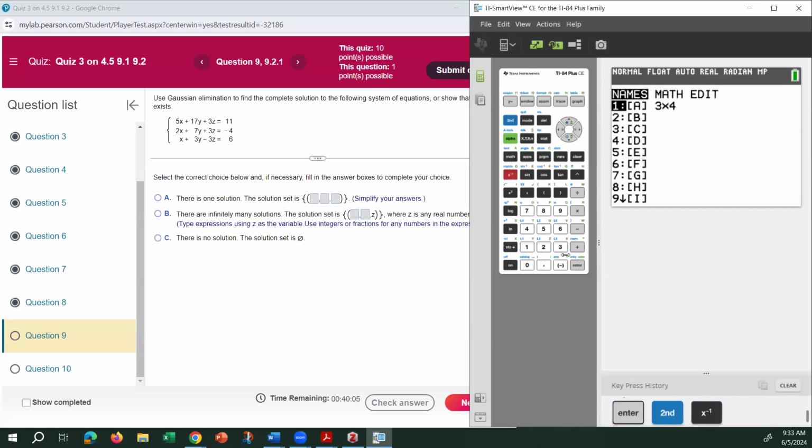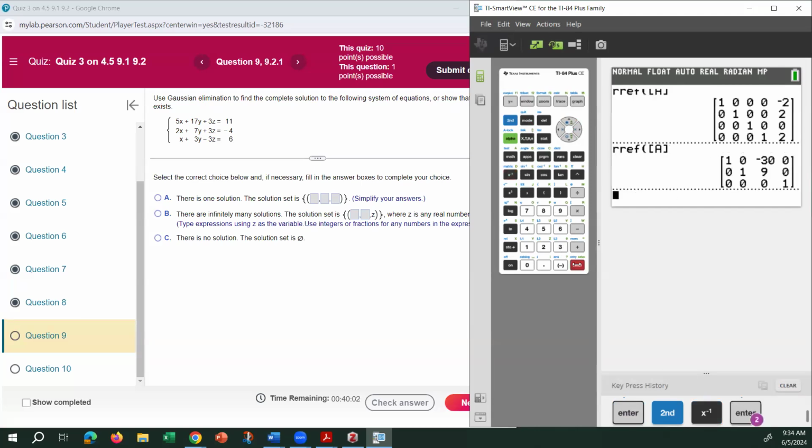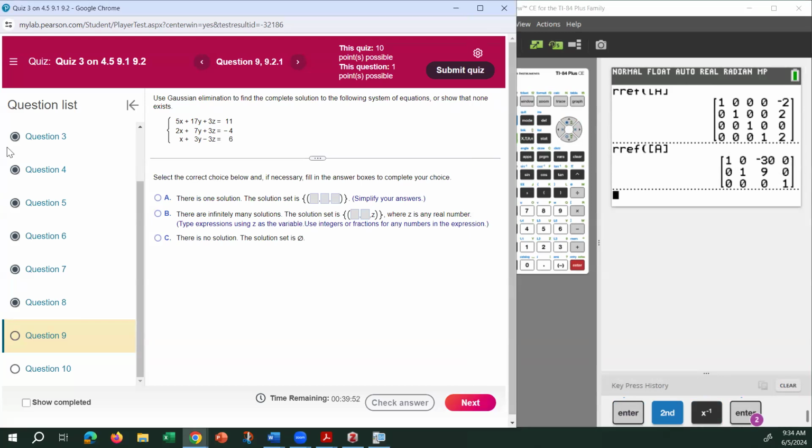We're going to quit out, go to second matrix, go to math, to RREF, and then call our matrix A out again. So enter A, and this time we get something different. Usually we have 1, 1, 1 in the row. But this time, we need to write this equation. We get that 1x plus 0y minus 30z equals 0. And then the second equation is 1y plus 9z equals 0. The last one, we get something like 0 equals 1.